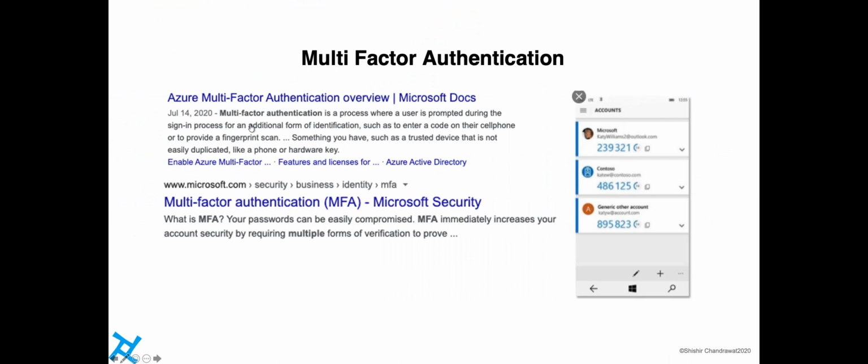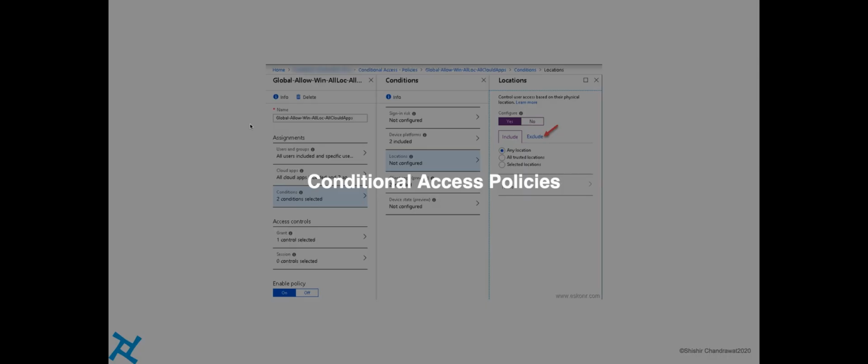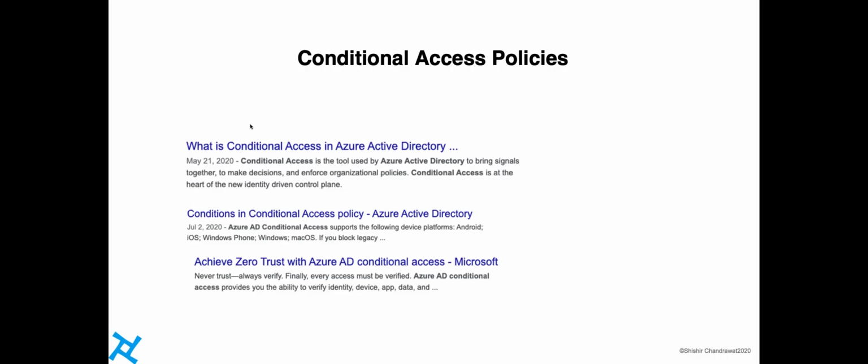This is what multi-factor authentication is, and a lot of organizations use it. In fact, pretty much all organizations use it now. If some of them are not using it, then that's really scary. Now, what are conditional access policies? Conditional access policies is another exceptionally useful security feature in Office 365. Conditional access is a tool used by Azure Active Directory to bring signals together to make decisions and enforce organizational policies. Conditional access is at the heart of the new identity-driven control plane.